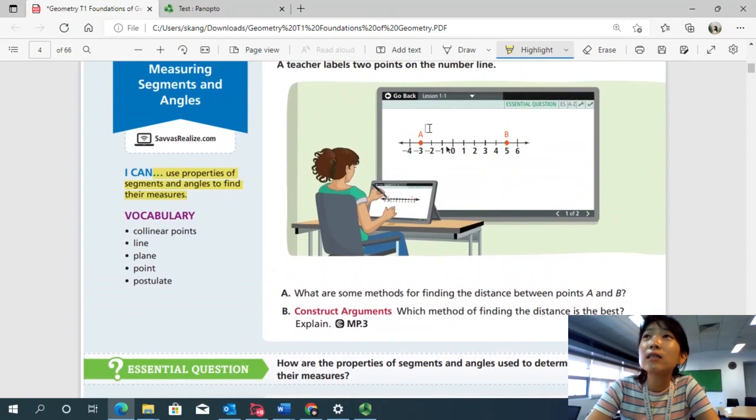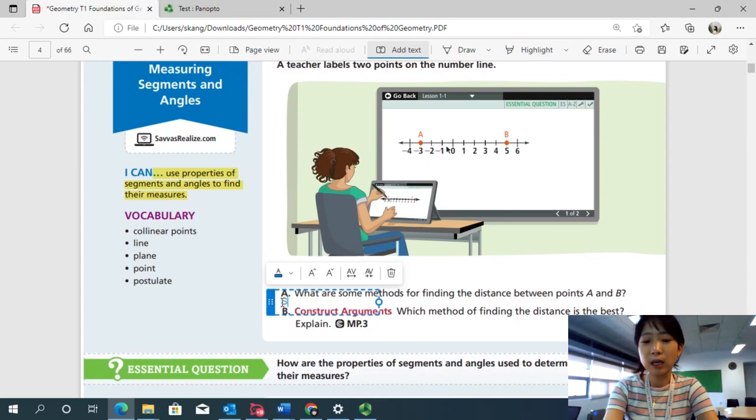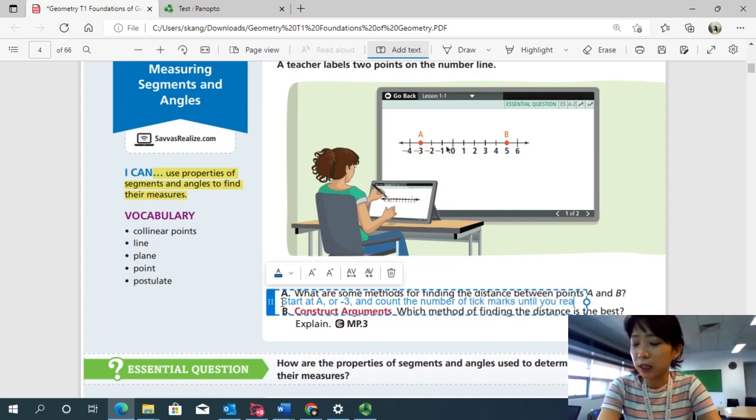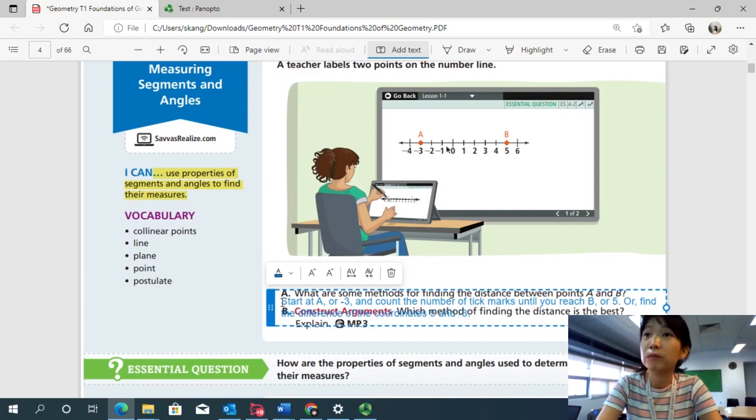So let's record that in your textbook. You can start at A, or -3, and count the number of tick marks until you reach B, or 5. Or find the difference of the coordinates 5 and -3.